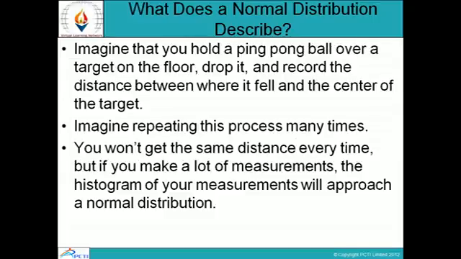Imagine that you hold a ping pong ball over a target on the floor, drop it and record the distance between where it falls and the center of the target. Imagine repeating this process many times. You will not get the same distance every time, but if you make a lot of measurements, the histogram of your measurements will approach a normal distribution.